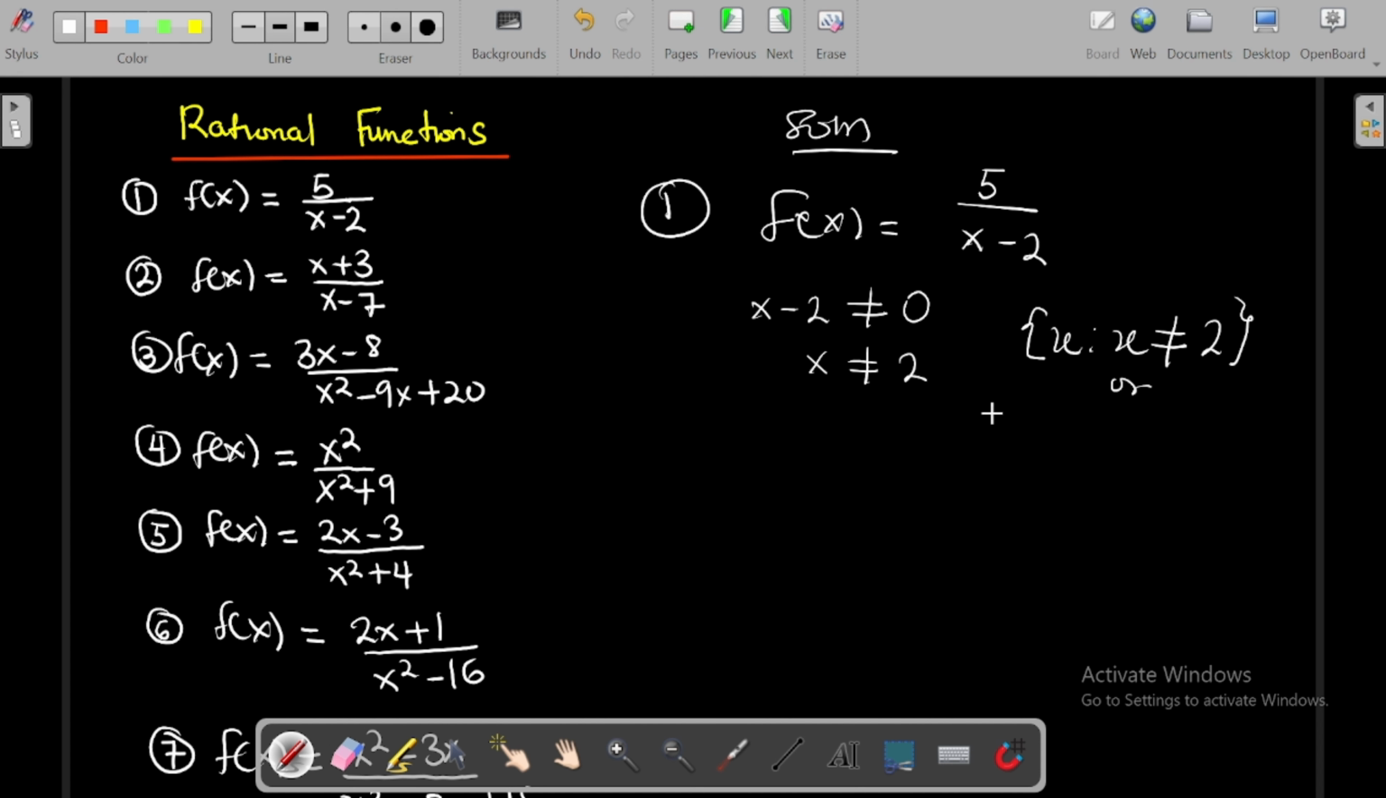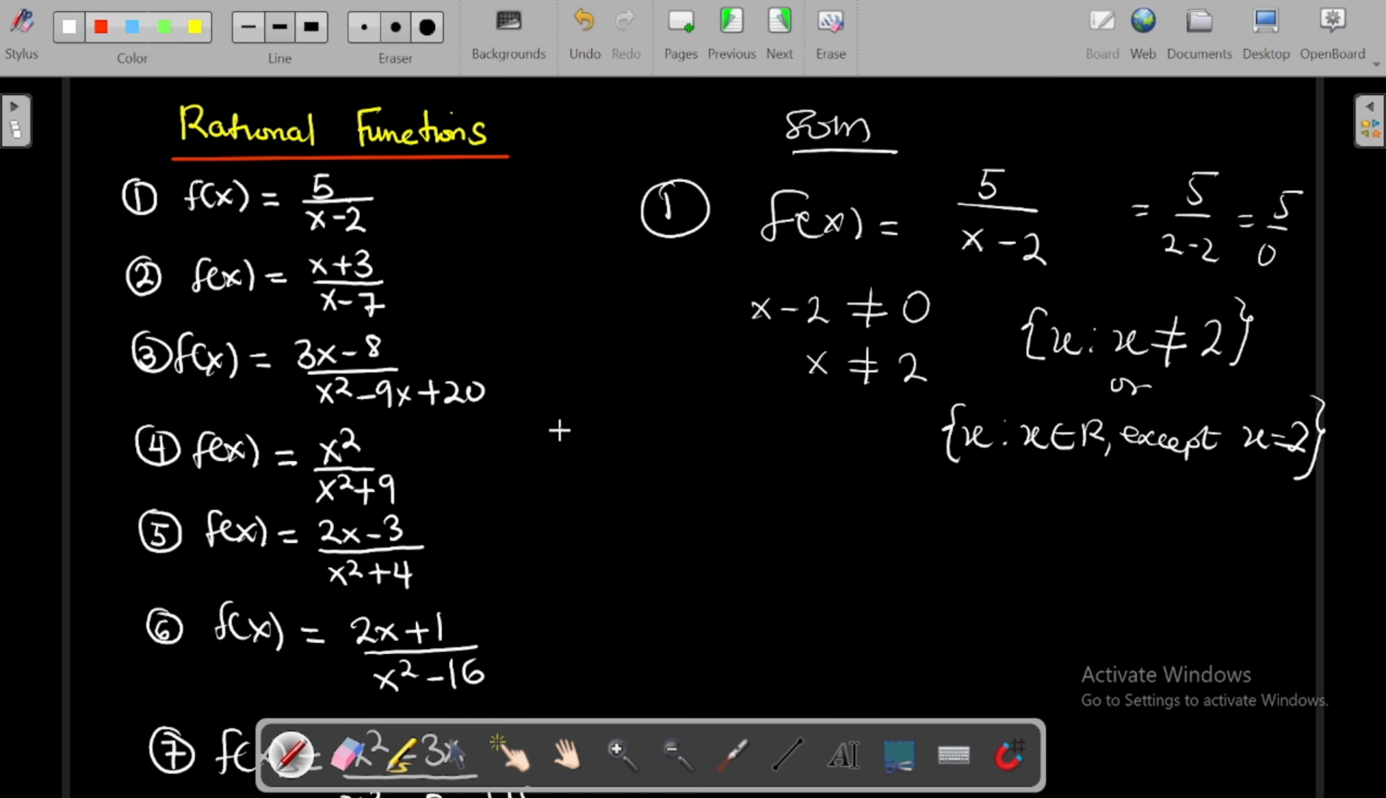Or some books can decide to write it this way: x is such that x is a member of all real numbers except x is equal to 2. Notice the difference. For the first type, x is such that x is not equal to 2, because if x is equal to 2 and we put it inside this equation, we are going to get 5 over 2 minus 2, which is the same as 5 over 0, causing this function to be undefined. So the range of values that will make the function defined should have all real numbers except x is equal to 2. That's how to find the domain of this particular function.